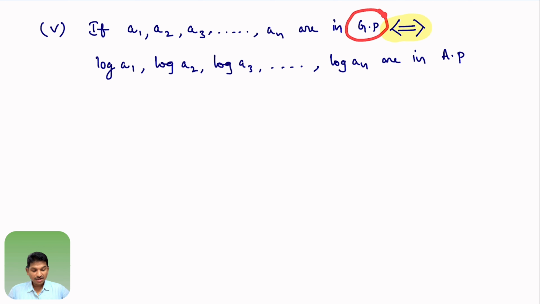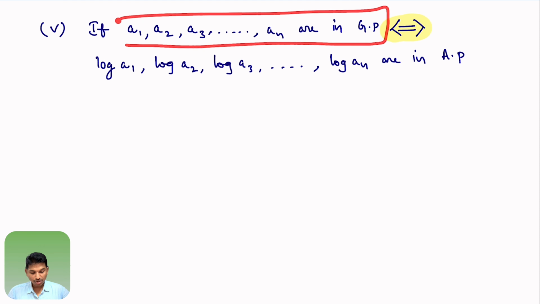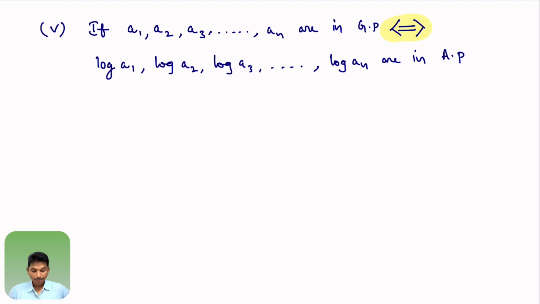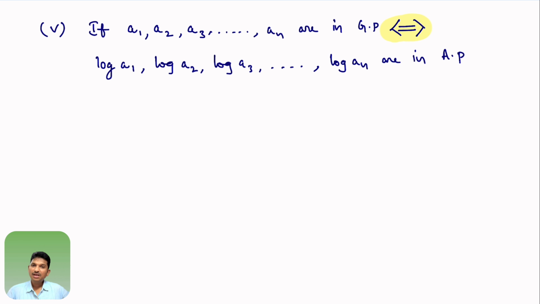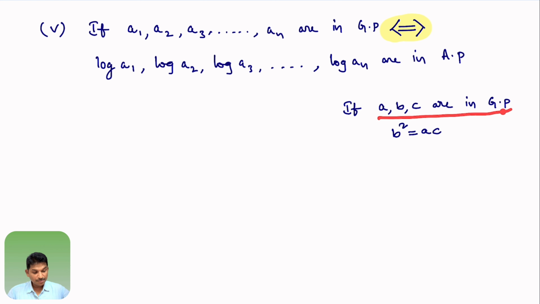See, this is the point related to geometric progression and arithmetic progression. If n terms are in geometric progression, and we apply logarithm to each term, then logarithm of a1, logarithm of a2, logarithm of a3 and so on, logarithm of an form an arithmetic progression. These things you can easily understand. For example, three numbers a, b, c. If they are in GP, you know that b square equals ac. We learned this in the last class.